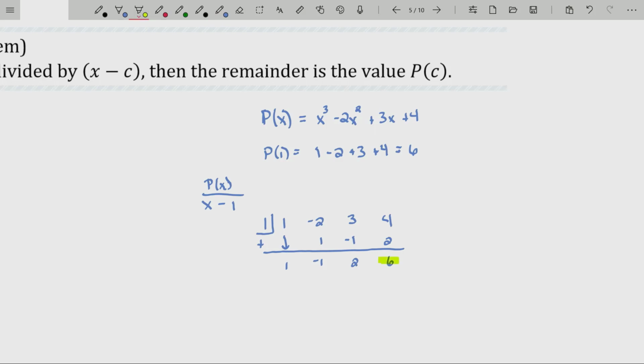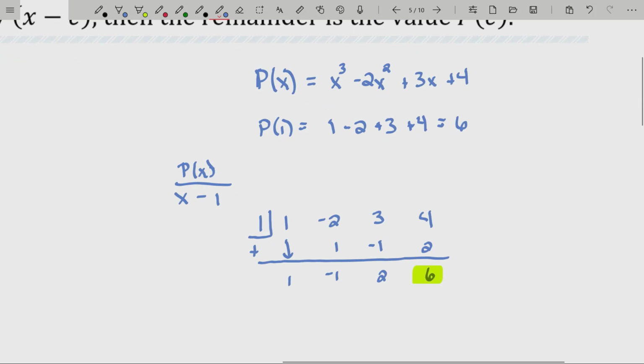I want you to notice that remainder. Remember, we said last time that when you do that division, you will get 1x squared minus 1x plus 2, and then plus the remainder over the divisor. Notice the remainder is 6. And notice that's what we would have arrived at had we just plugged 1 into the polynomial. So let's go ahead and prove this theorem, but there's something super powerful about this.